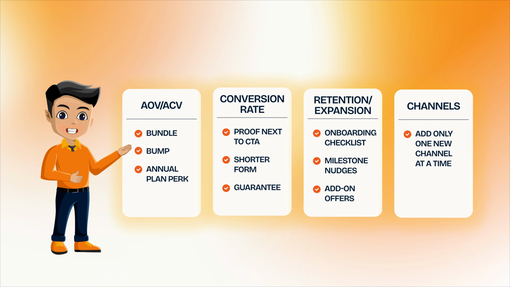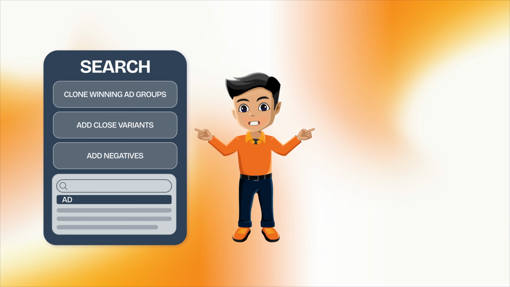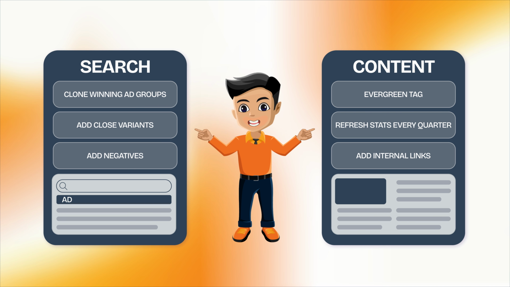Now, operationalize the winners. Creative and content system. Turn your top 5 hooks into templates. For paid social, produce 3 to 5 variations of each hook, different intros, visuals, and CTAs on a 2-week cadence. For search, expand winning ad groups with close variant keywords and new RSAs that mirror intent.